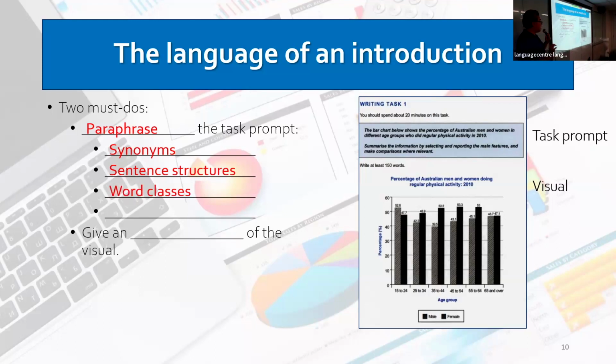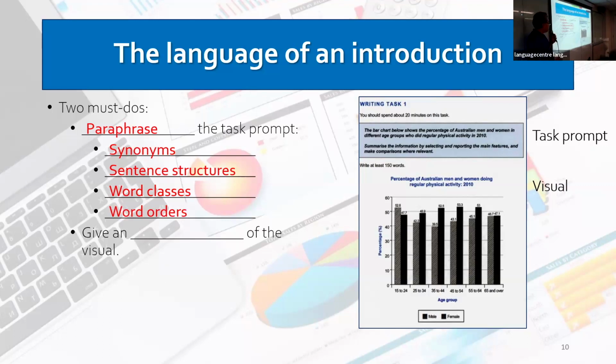Word classes. Word classes means parts of speech, right? Like changing a noun into a verb, or changing an adjective into a noun. Usually you see more instances of what we call nominalization in the introduction. That is, we change verbs and adjectives into nouns.